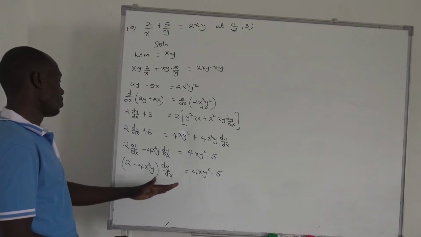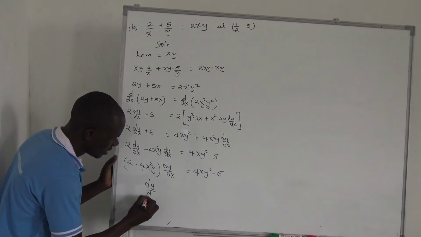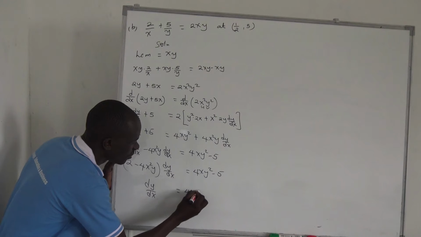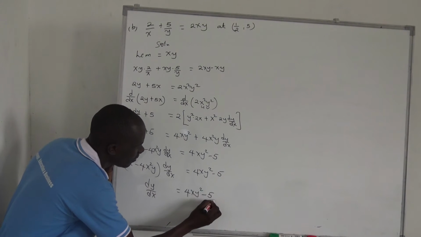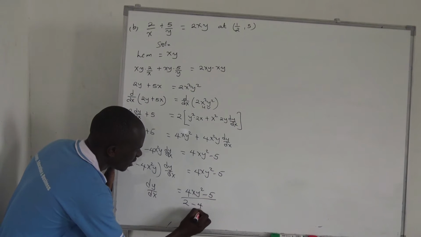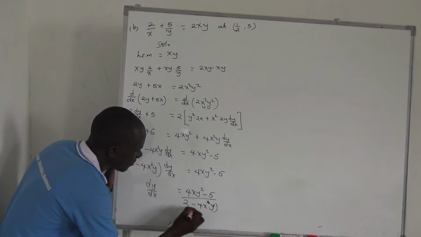So what do we do? We divide by this. So what is dy/dx? dy/dx equals 4xy² minus 5 all over 2 minus 4x²y.